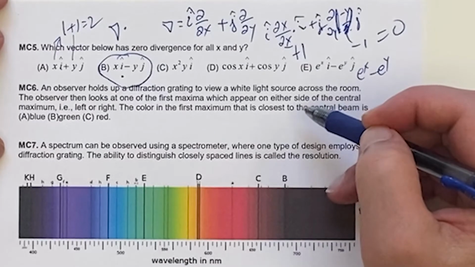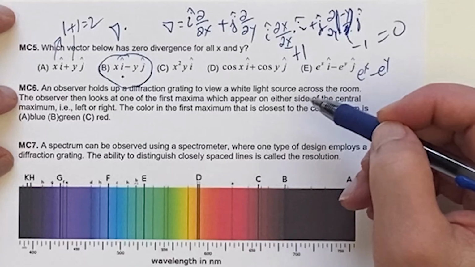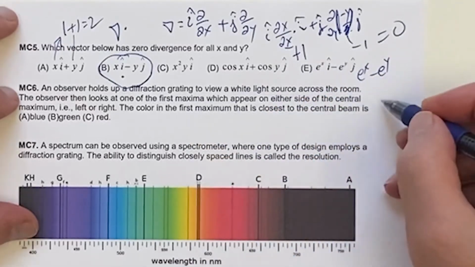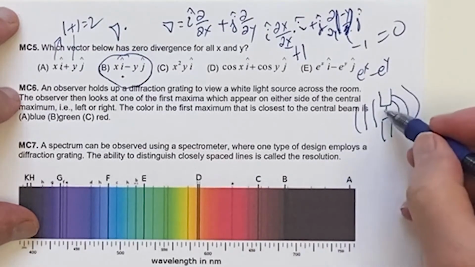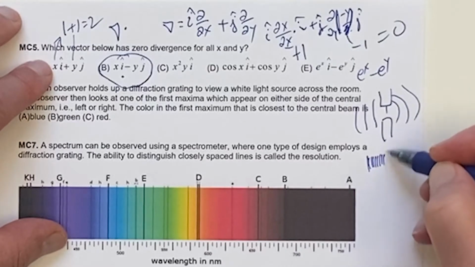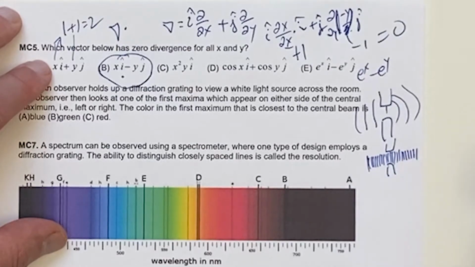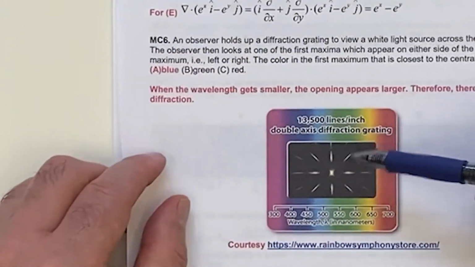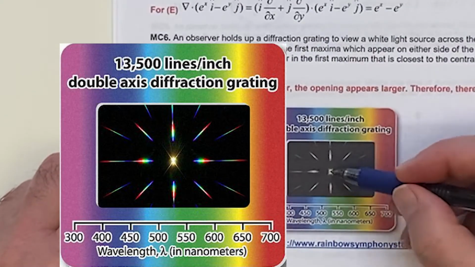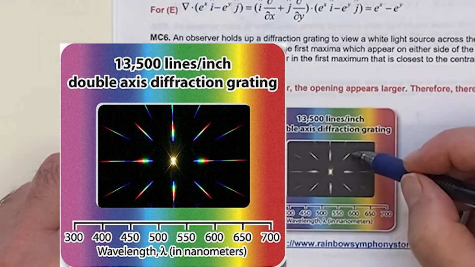So if you look at the one with the white light across the room and you want to know what you're going to see here, the key idea with diffraction is if your wavelength is real tiny like this, then the opening looks really big and you get less diffraction. So you have less diffraction for the short wavelengths, which would be blue. If you've ever looked through a diffraction grating, you will see the blue ones are closest to the center. Everywhere, blue is closest to the center, less diffracted, and reds are farther away.